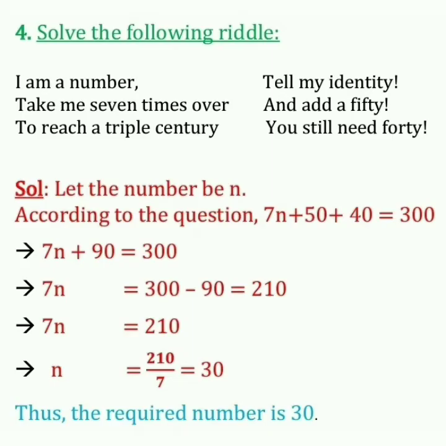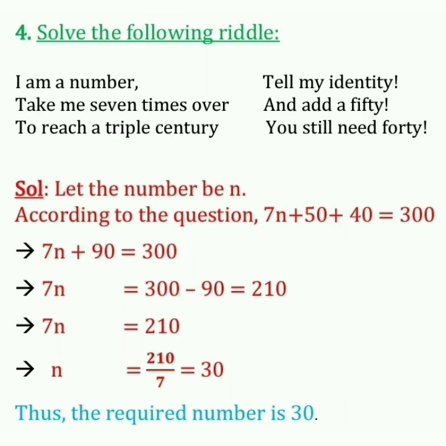Now last sum of the exercise, that is sum number 4. Solve the following riddle. I am a number. Tell my identity. Take me 7 times over and add 50. To reach a triple century, you still need 40. Now see the solution. Let the number be n.